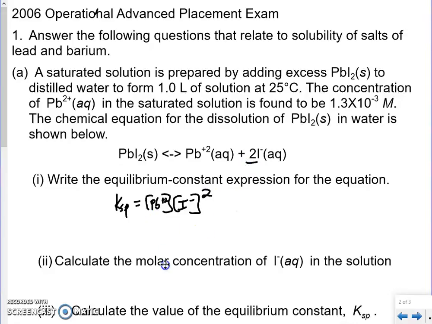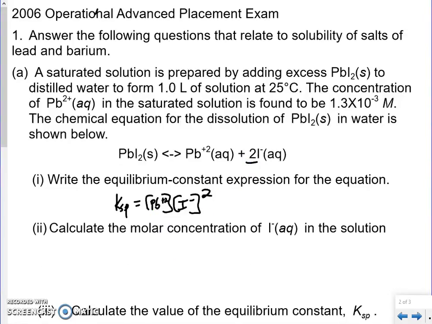So pretty easy, straightforward. Next thing it says to do is to calculate the molar concentration of the iodine in the solution. How do we do this? Two different ways, just kind of like on the last one. We can either use stoichiometry, where we use the ratio between lead and iodine, or we can use an ice table. It's kind of up to you. I'm going to work it out using an ice table.